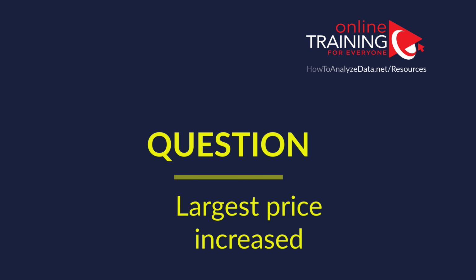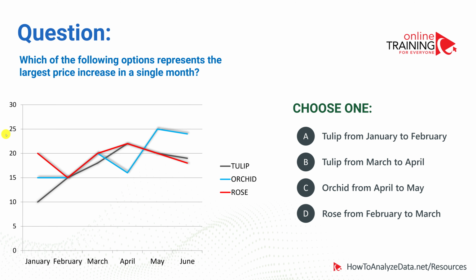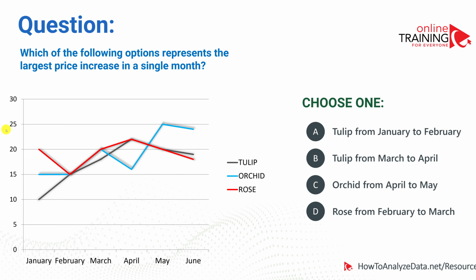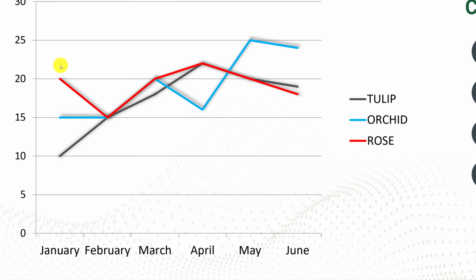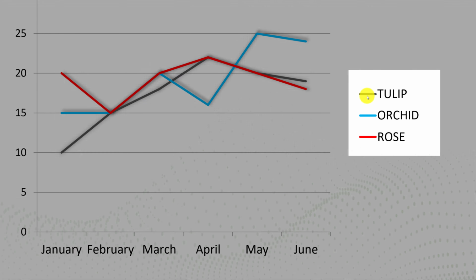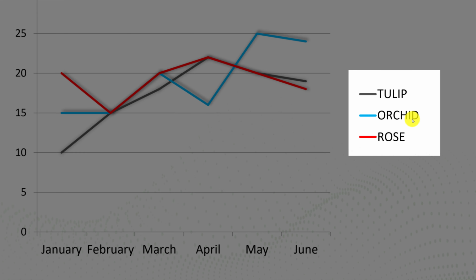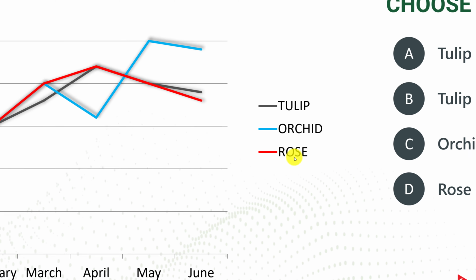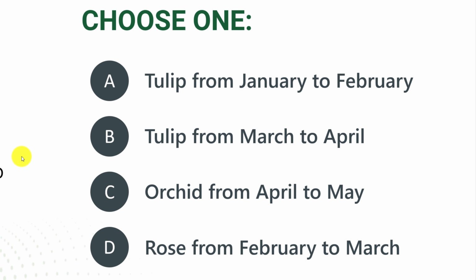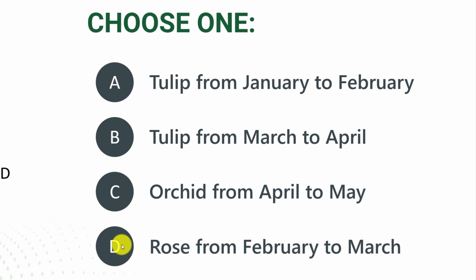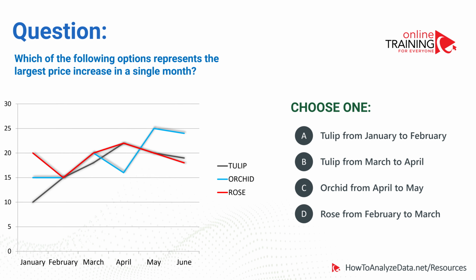Now let's review an assessment test question which tests your knowledge of charts and graphs. Which of the following options represents the largest price increase in a single month? You're presented with a graph which contains three different lines: one for tulips, another for orchids, and the third for roses. You have four choices. Choice A, tulips from January to February. Choice B, tulips from March to April. Choice C, orchids from April to May. And choice D, roses from February to March. Which one do you think is the correct answer?